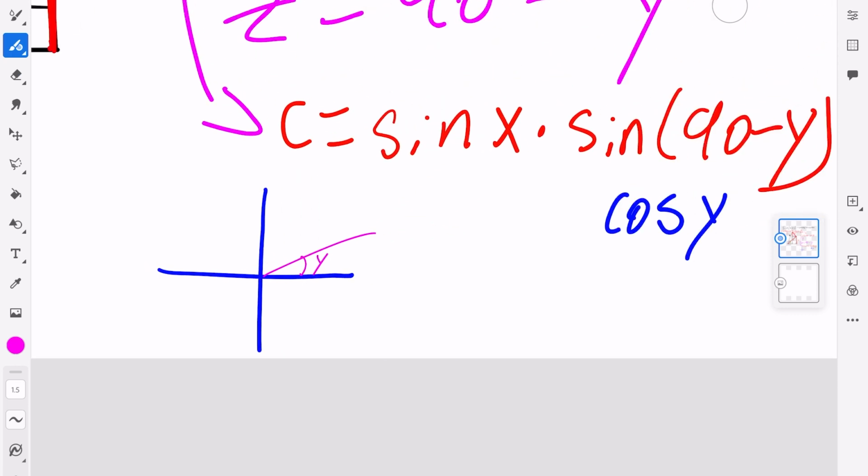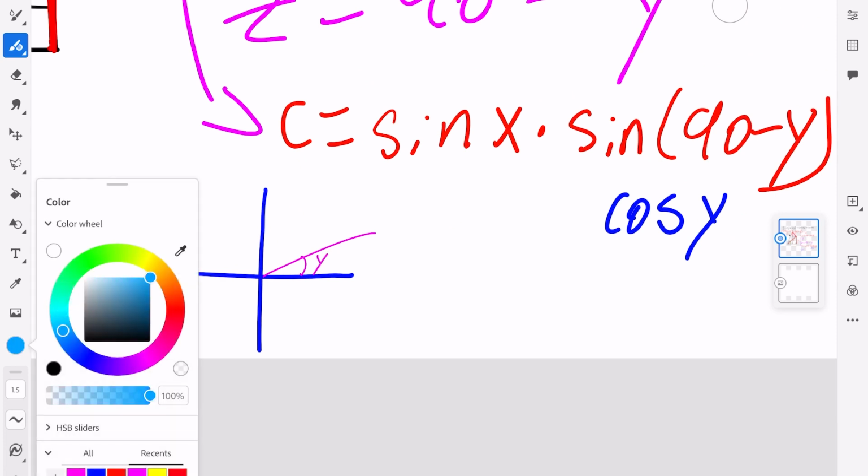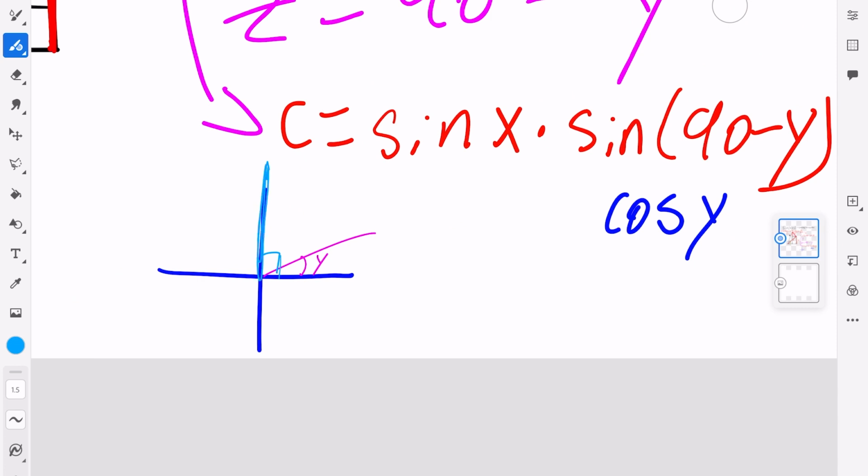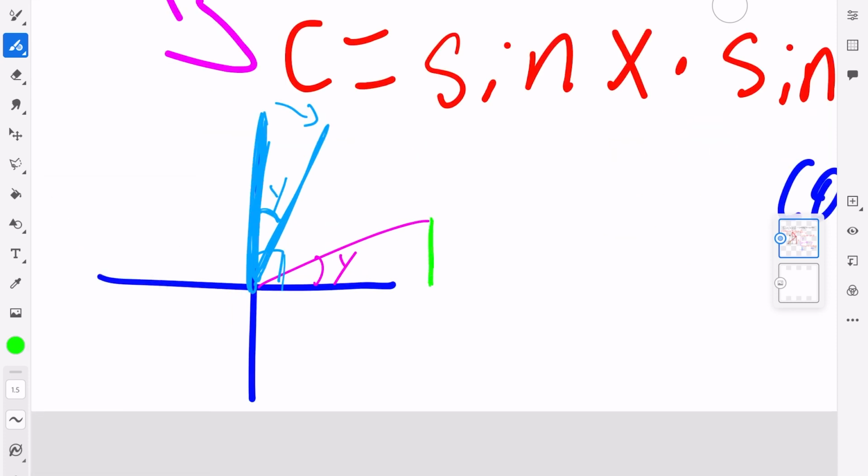So what we have is 90 minus this angle. So 90 degrees is this line right here. So we want to subtract y degrees. So we are shifted this way by y degrees. So let's once again draw some angles. So this angle right here is 90 minus y.